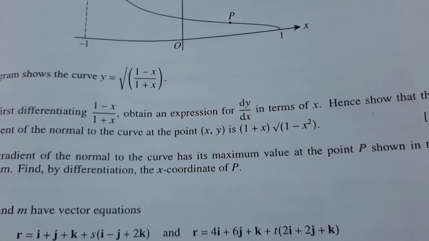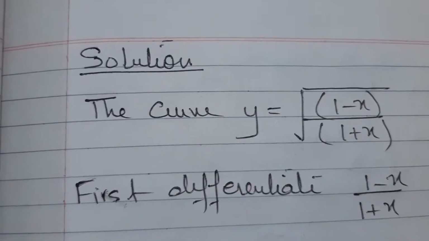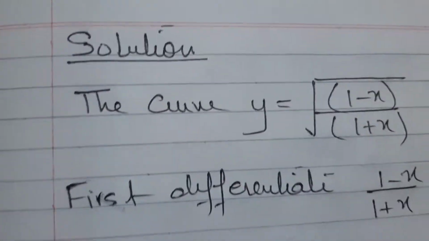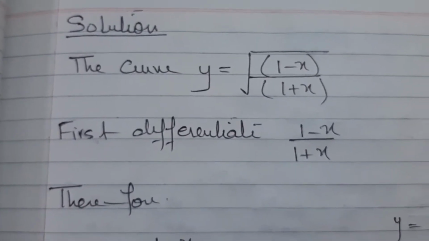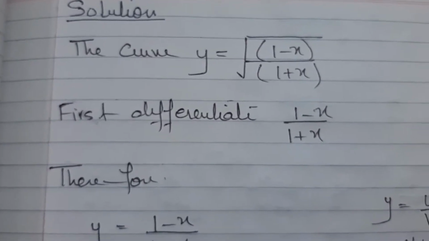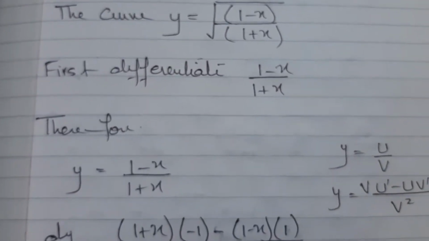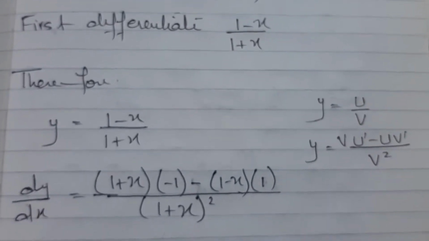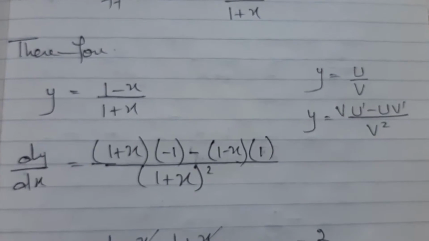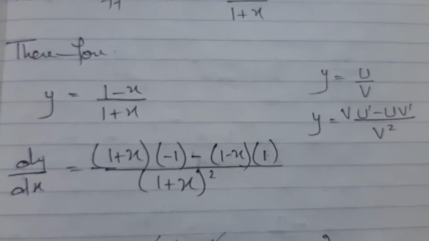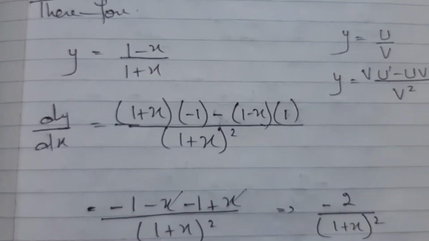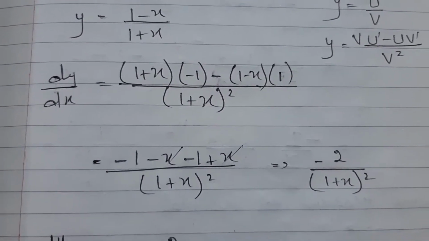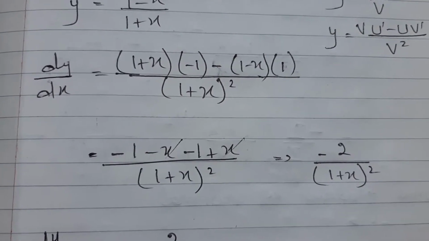So let's see how we will start. Let's start with the first part first. The curve equation was given to you, root of (1 minus x)/(1 plus x), right? You have to differentiate (1 minus x) divided by (1 plus x) without the root. Therefore, you will simply apply the u over v formula. Most of the students find this part easy, right? So u over v, the quotient rule, is (v u prime minus u v prime) over v squared. I simply applied that formula here, and I ended up with minus 2 divided by (1 plus x) whole squared.